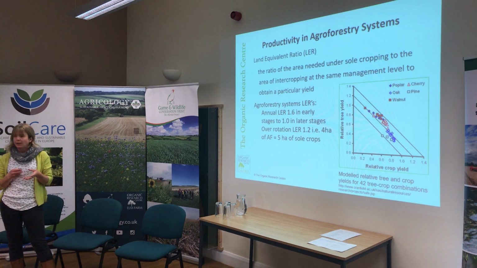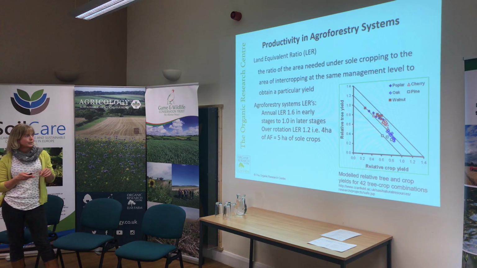And we find that this land equivalent ratio varies throughout the maturing of the agroforestry system. So in the early days when the trees are small, there's a higher land equivalent ratio of about 1.6. And then as the trees get bigger, there's more shading, for example, and this will drop off to about 1. But if you average it over the lifetime of the agroforestry system, we're talking about a land equivalent ratio of 1.2. To put this into figures on the ground, this means that 4 hectares of agroforestry would produce the same as 5 hectares of sole crops.